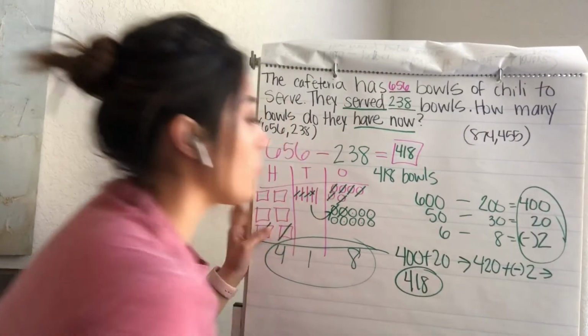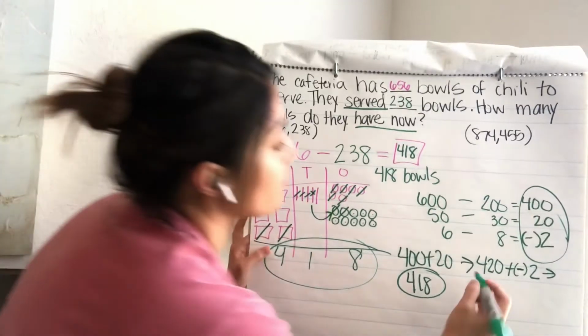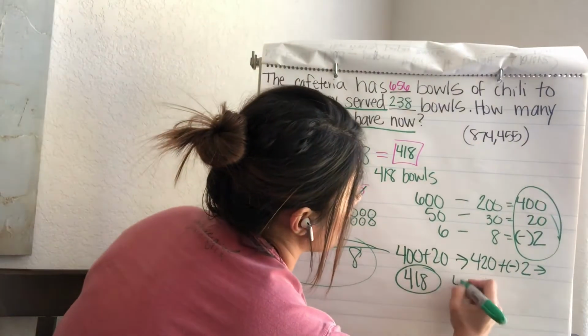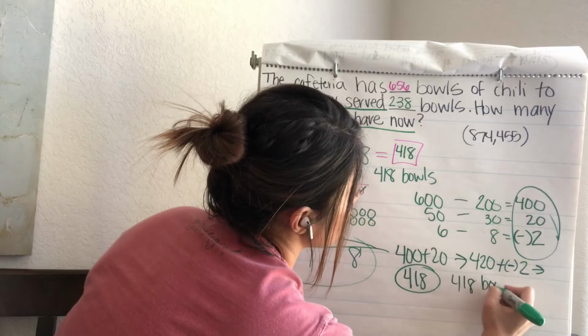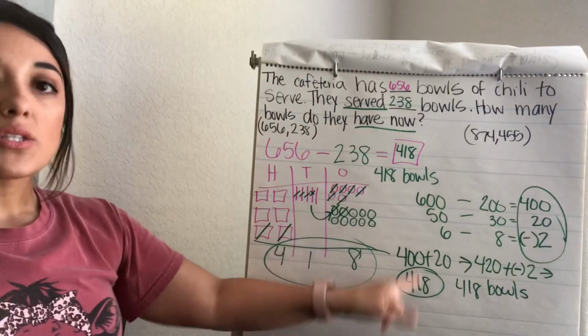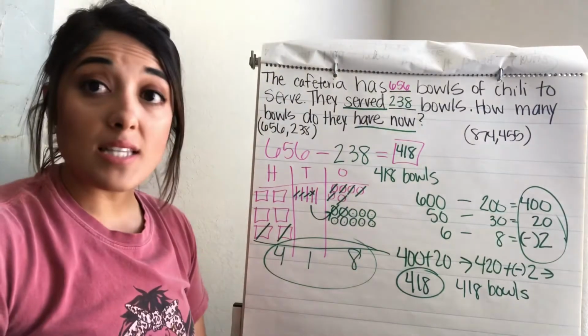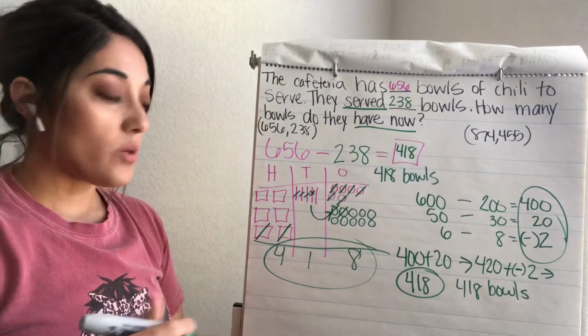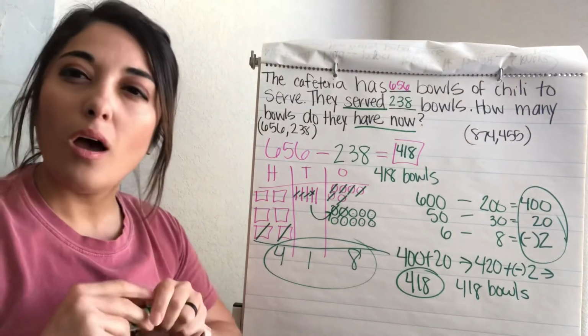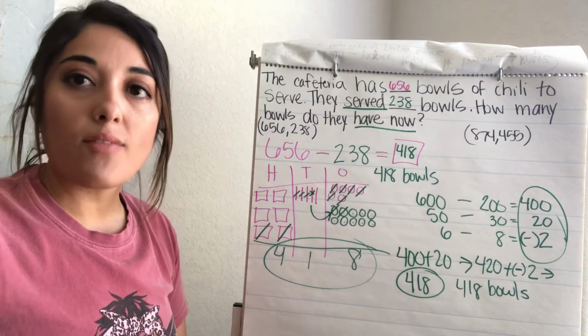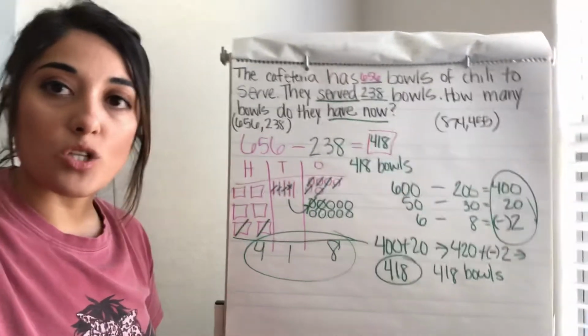I had to take 2 away from that, and that got me to 418 bowls. Okay? So that is the combining same units. That does have you go into the negative. So understand that if you're still trying to understand negative, this may not be the best strategy for you.